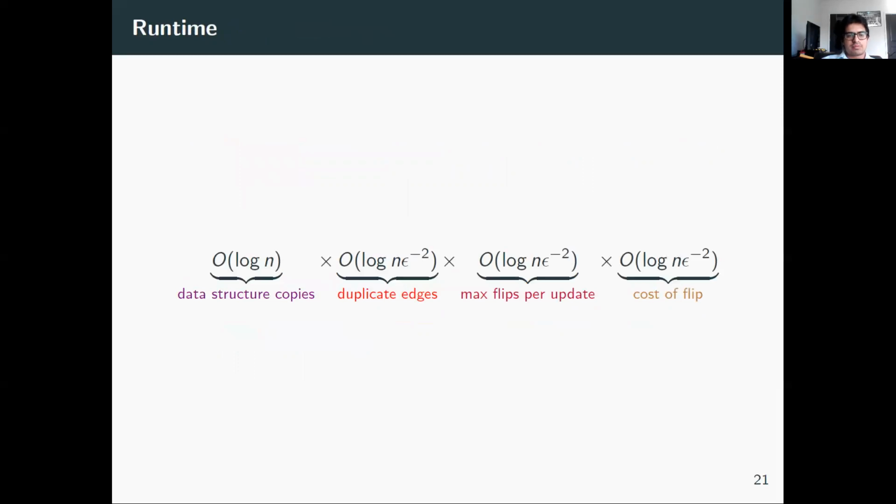The total runtime for this is the number of data structure copies we made, the number of duplicate edges we created by splitting into many parts, the max flips per update, and lastly, the cost of each flip. This is something we didn't talk about, but it is also bounded using simple data structures. So overall, we get log to the 4 n and epsilon to the -6.